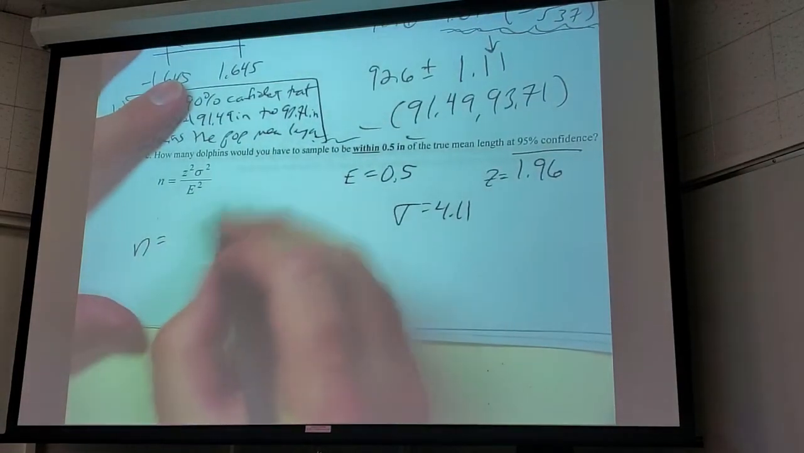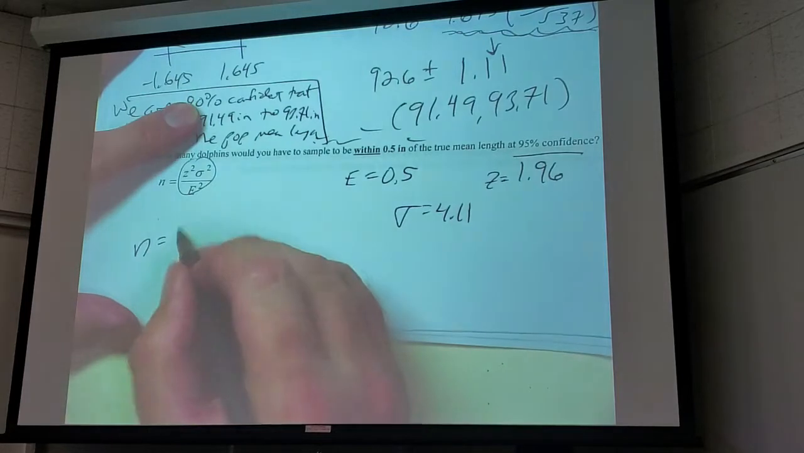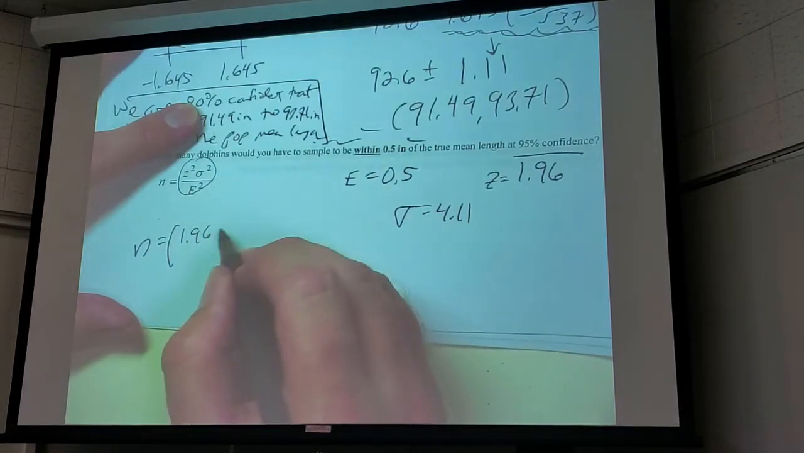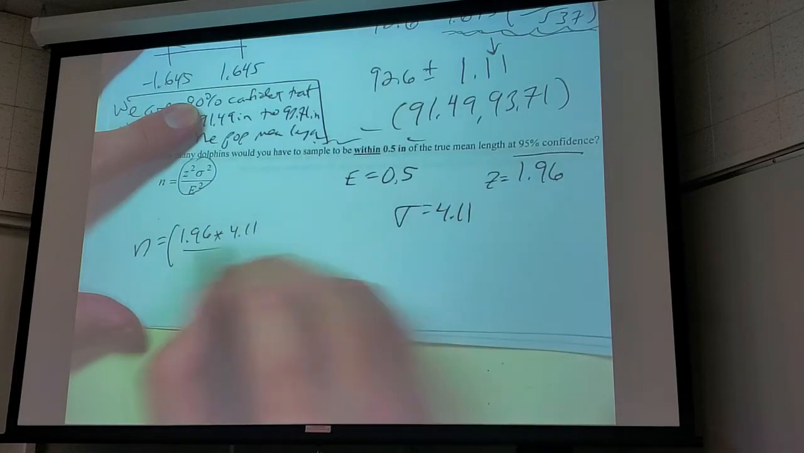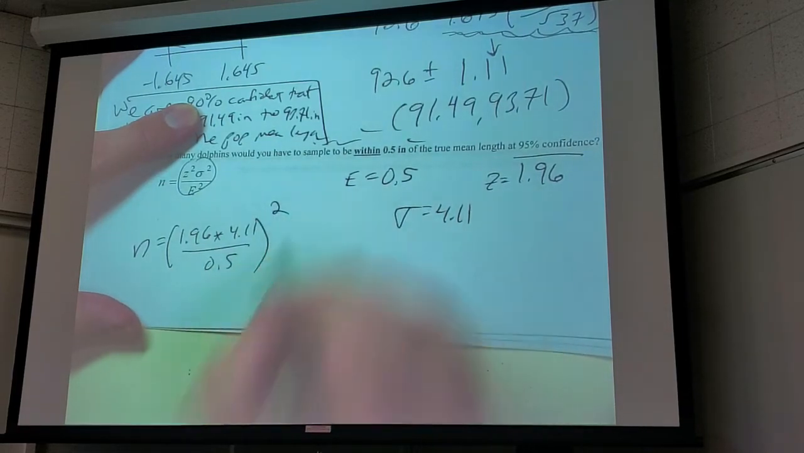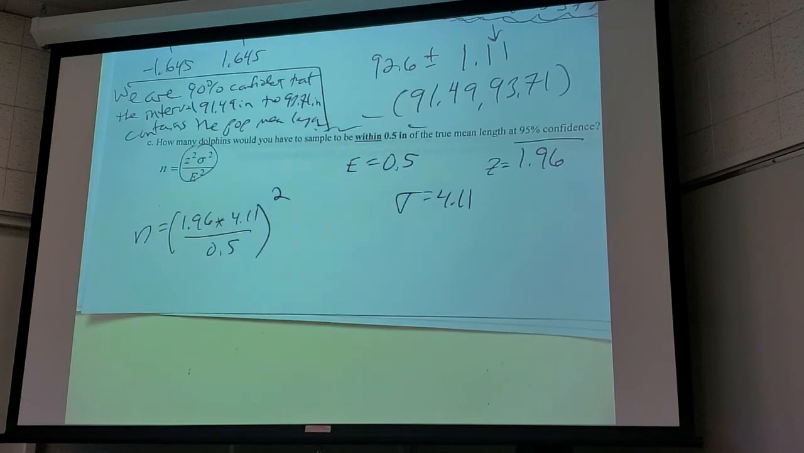So n, to be really honest, I don't know why I wrote it like that. I like doing this better, but you can do it either way. 1.96 times 4.11 divided by 0.5, whole thing squared. Or you can square each piece. They're the same thing.